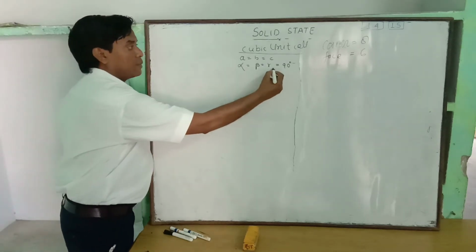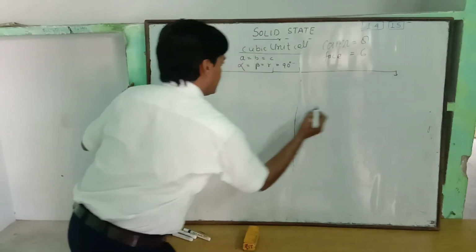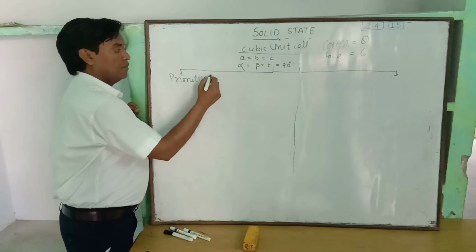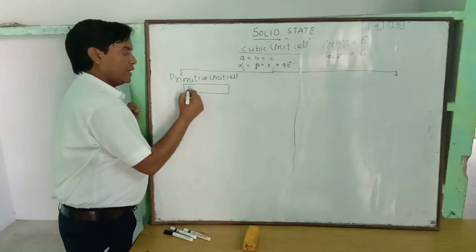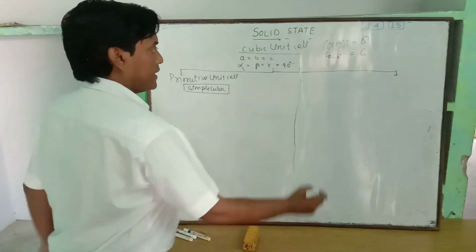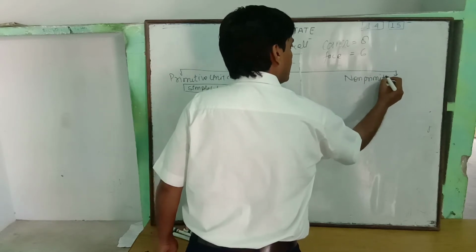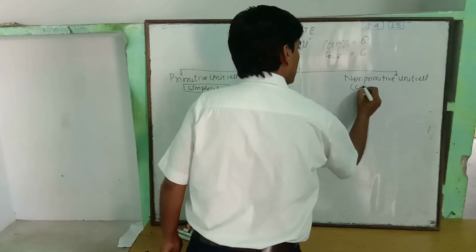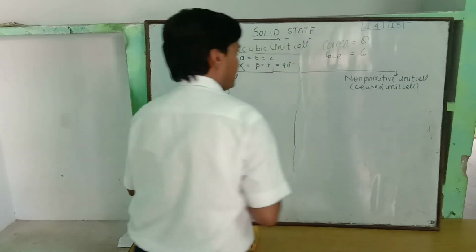Now I am going to explain the primitive and non-primitive unit cell. First is the primitive unit cell, and this is also known as simple cubic. And second is the non-primitive unit cell, and that is also known as the centered unit cell.